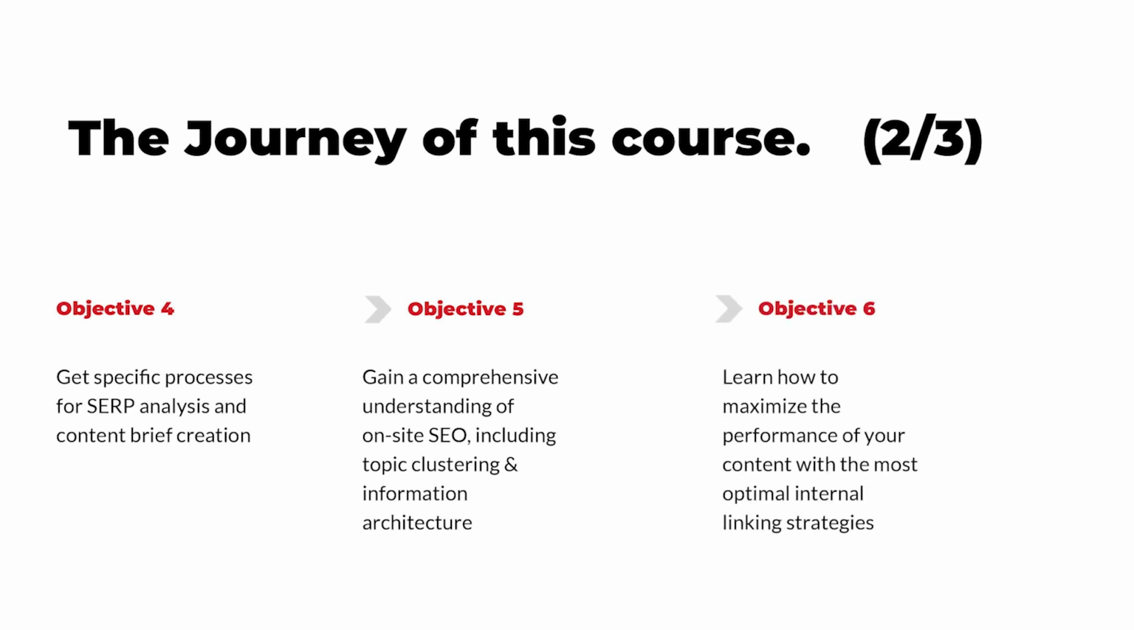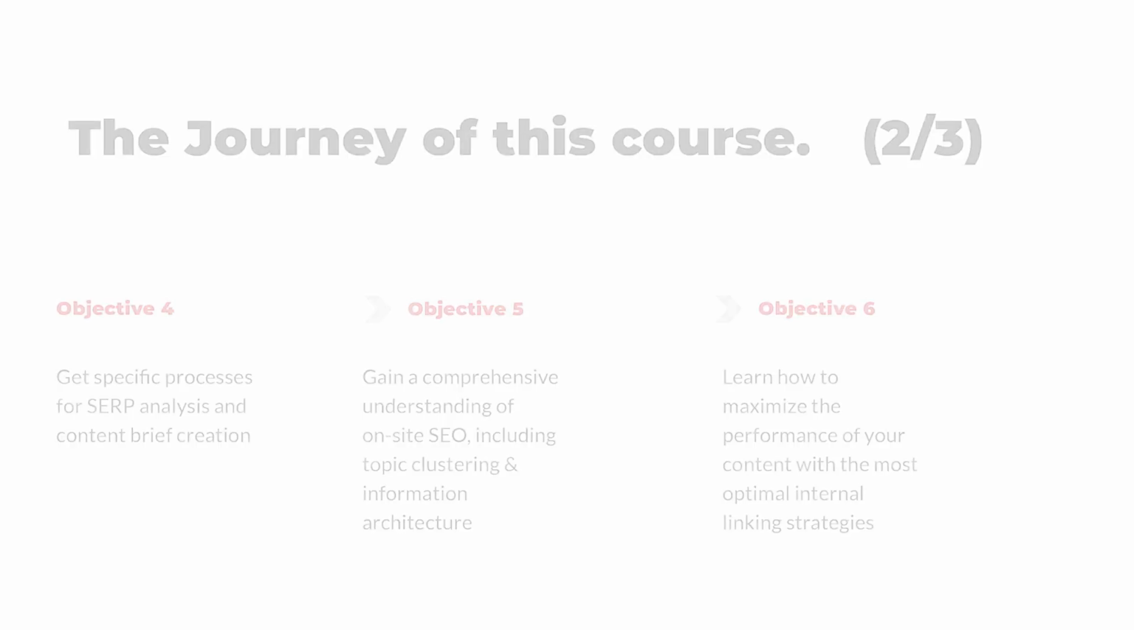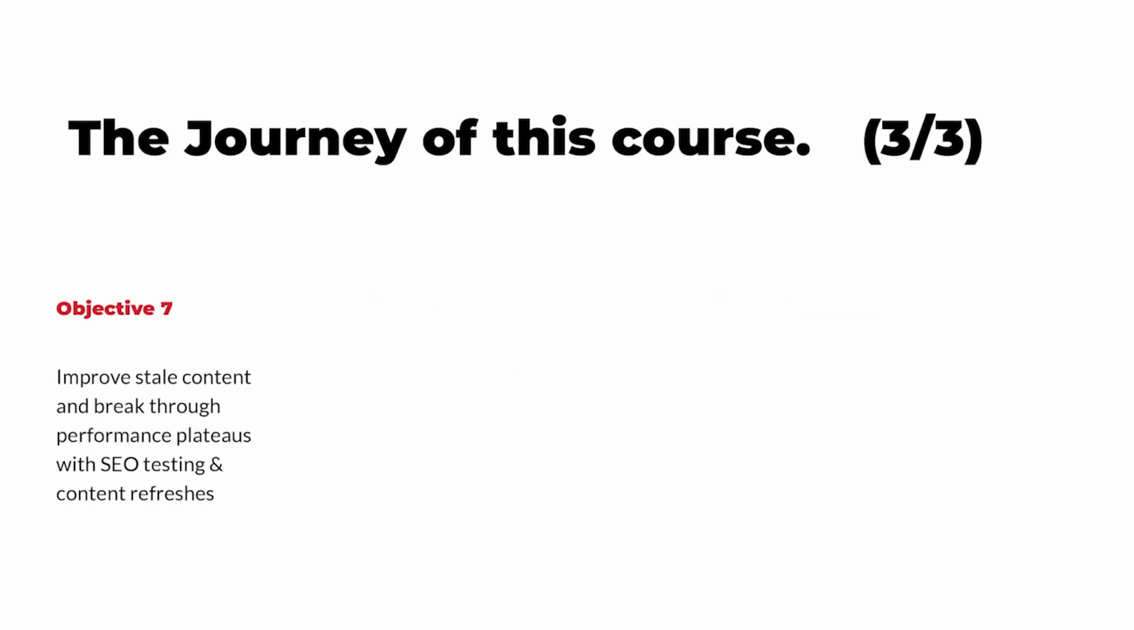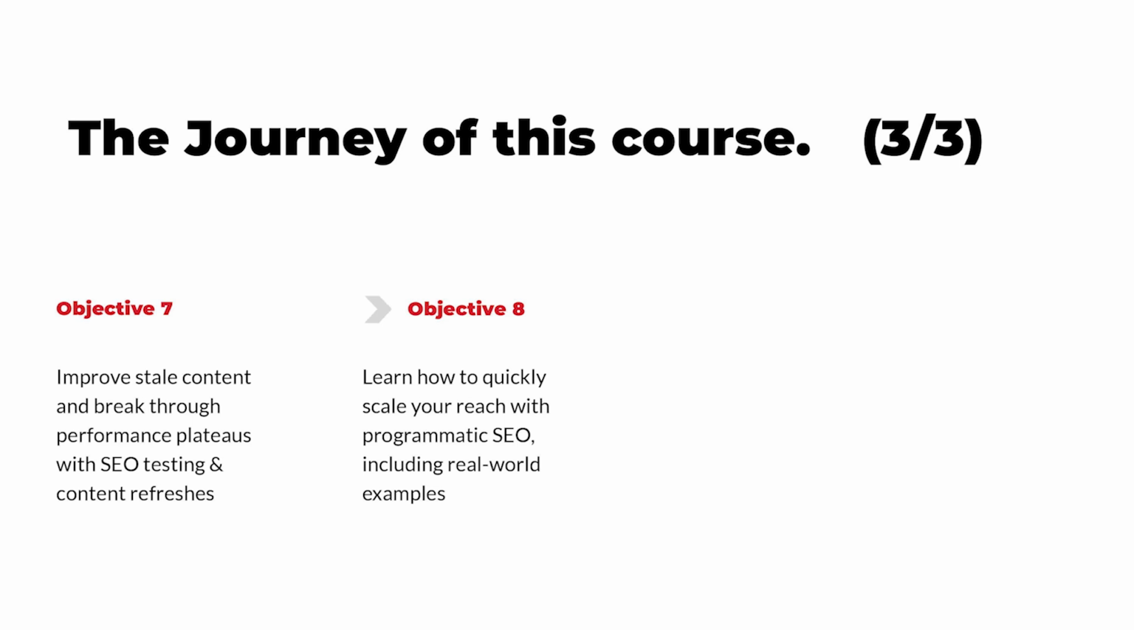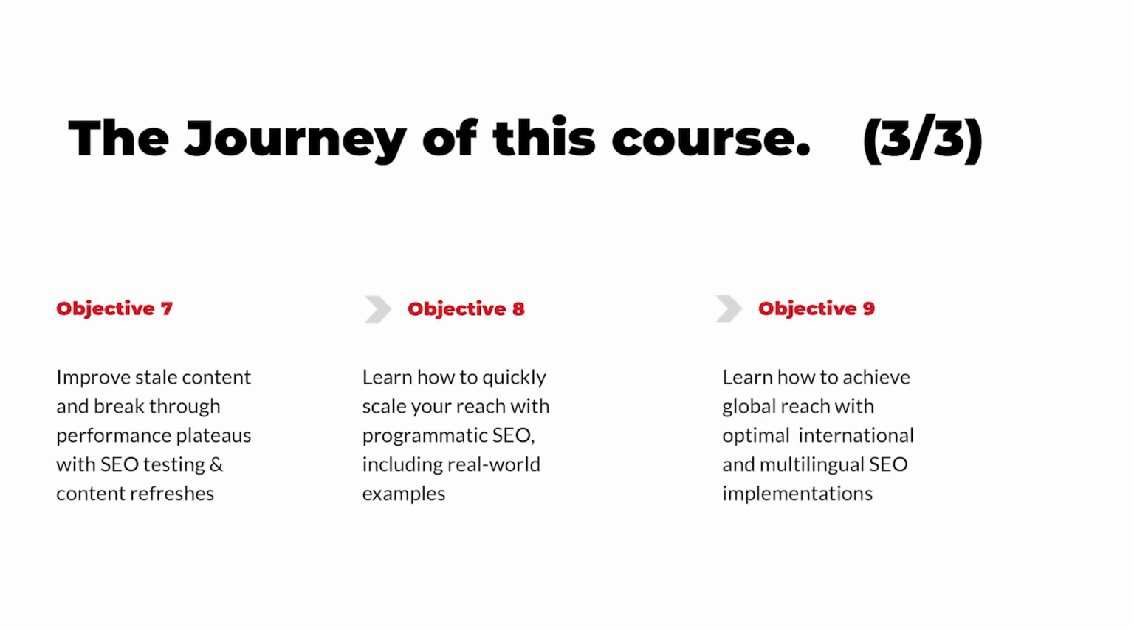And objective 6 is to learn how to maximize the performance of your content with the most optimal internal linking strategies. Objective 7 is to improve stale content and break through any performance plateaus with SEO testing and content refreshes. Objective 8 is to learn how to quickly scale your reach with programmatic SEO, including real-world examples. And objective 9 is to learn how to achieve global reach with optimal international and multilingual SEO implementations.